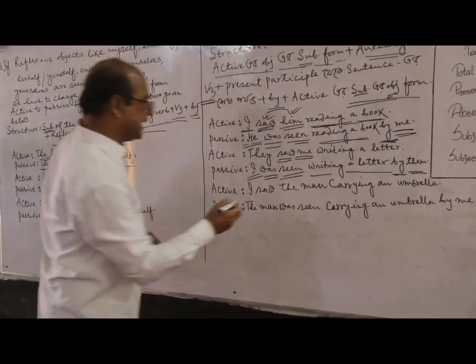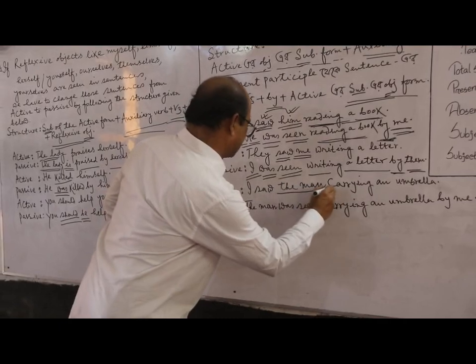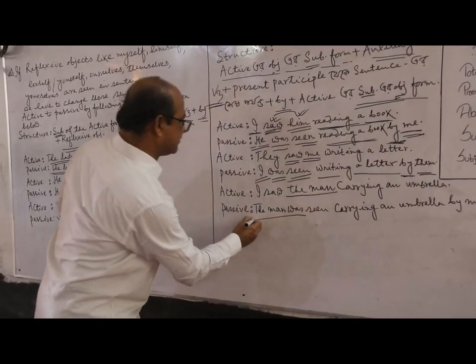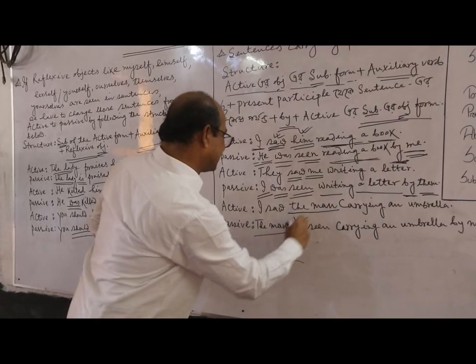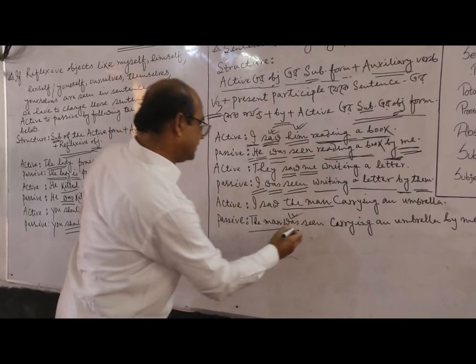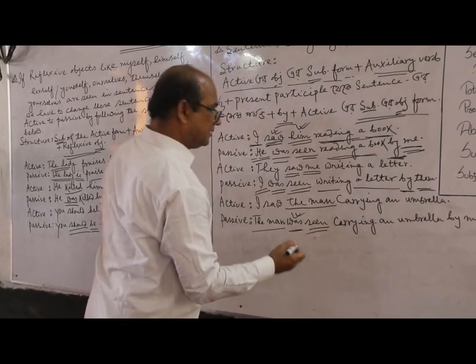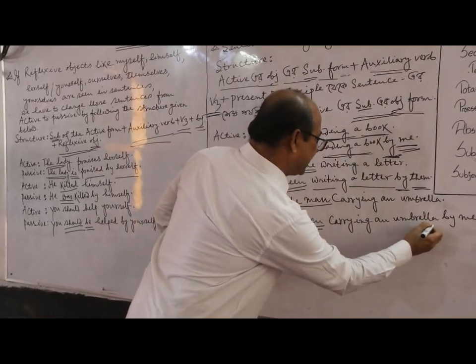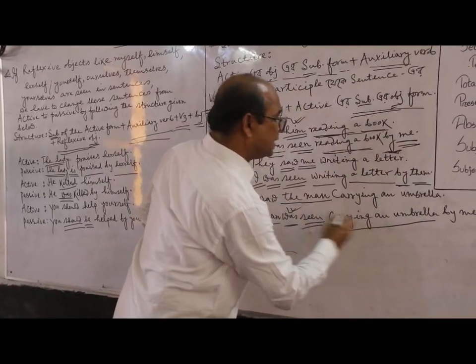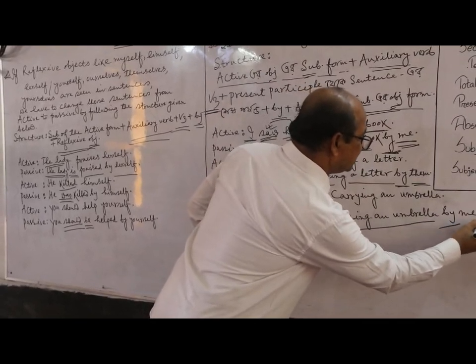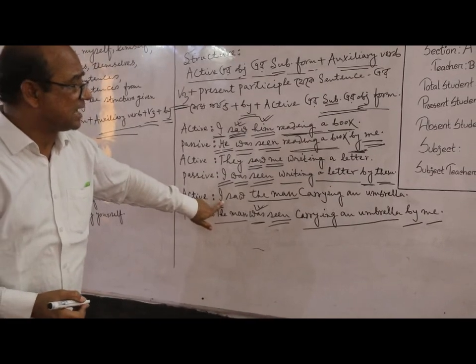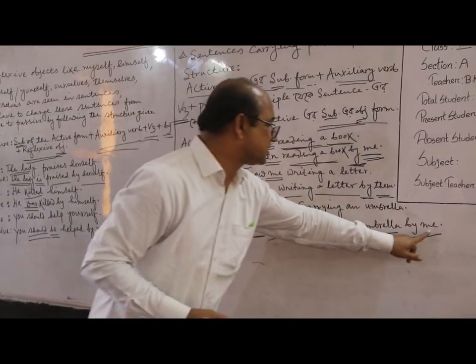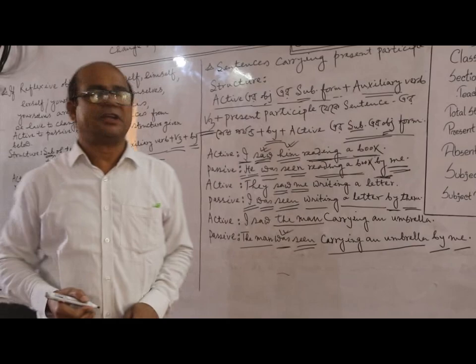So what have I done here? Here the object was "the man." I have used "was" here at first, then "seen," that means auxiliary verb, then V3, then the present participle, then "by," then "me." That means the subject was "I" and I have used "me" as the object.